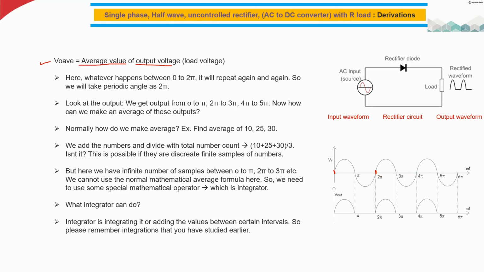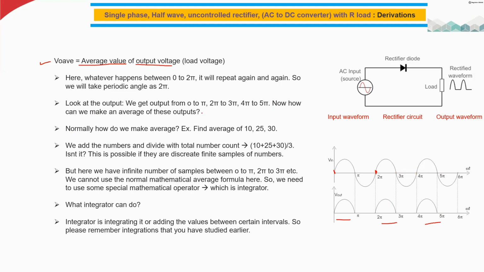Pi, actually, if you consider this as a 0, then this is going to end up as 2 pi, and so on. So now look at the output. We get output from 0 to pi, 2 pi to 3 pi, 4 pi to 5 pi. Now, how can we make an average of these outputs?